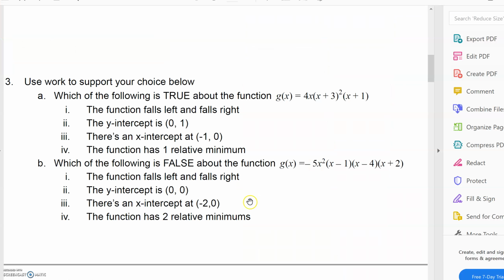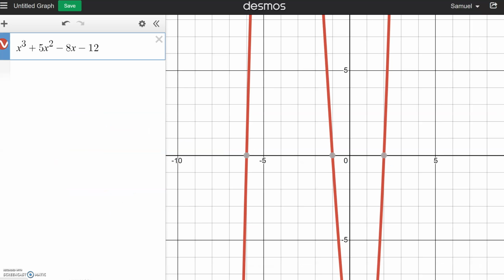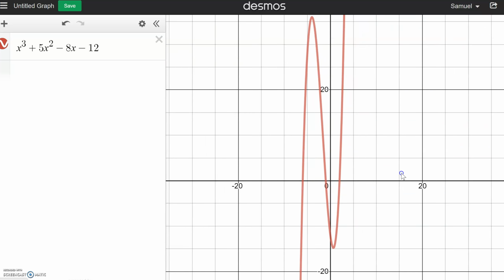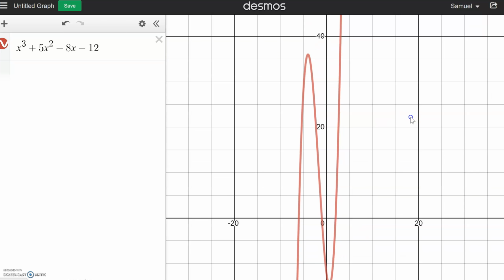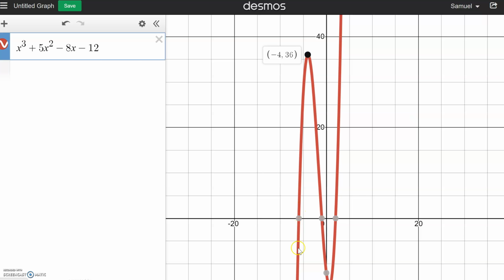Graph it in Desmos. The one thing I'll tell you is relative minimum and maximum. If you're not sure what that means, it's basically like this is a relative minimum because it's a point where the graph goes down and then turns around and starts heading back up. So here's a relative minimum. And then here is a relative maximum because the graph is going up. It's hitting a high point for this local area and then going back down.